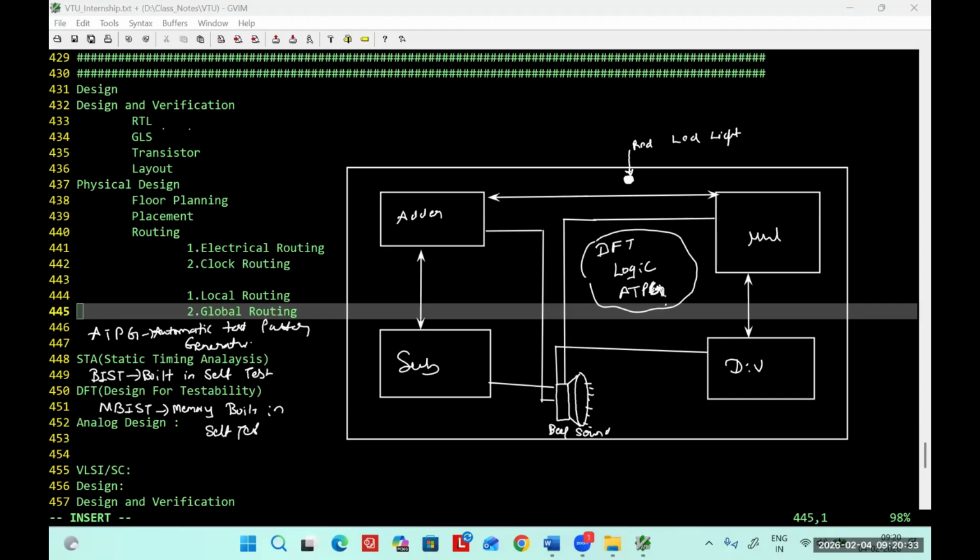Okay, just give me one minute. I'll write it properly for you. Okay, see, I'll create one more block for you. ATPG, BIST, MBIST. Together they are all called what? DFT logic. Okay. Now you have some DFT logic. What will the DFT logic do?